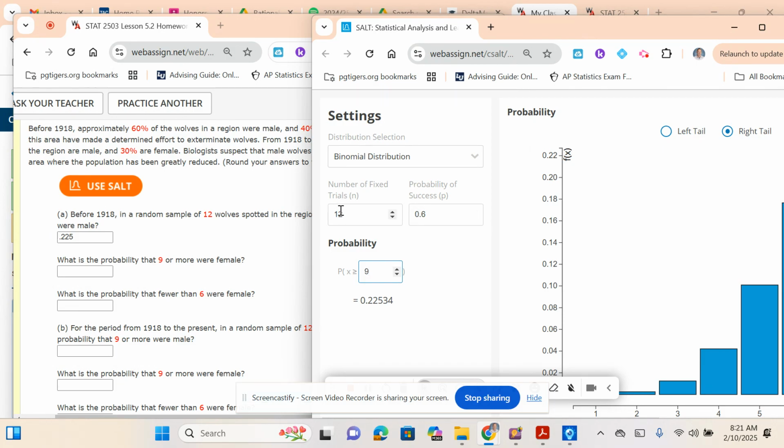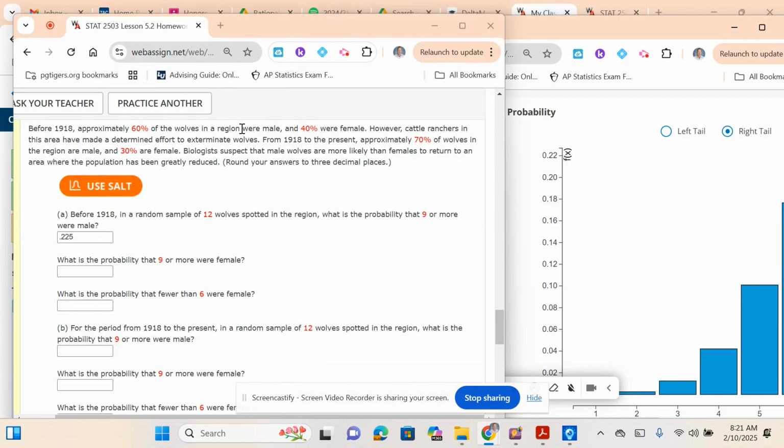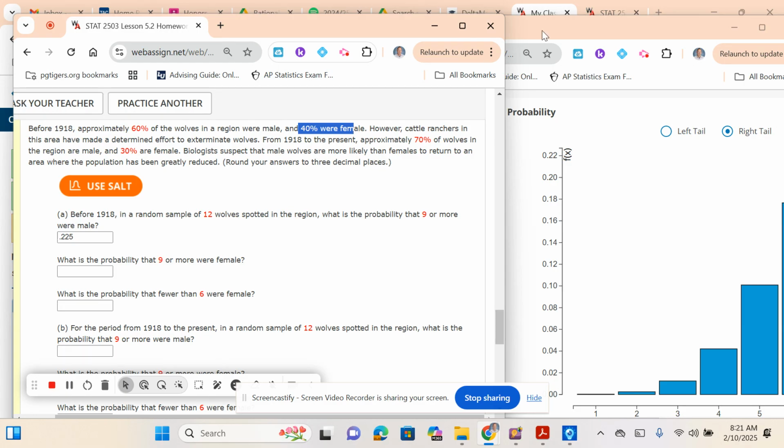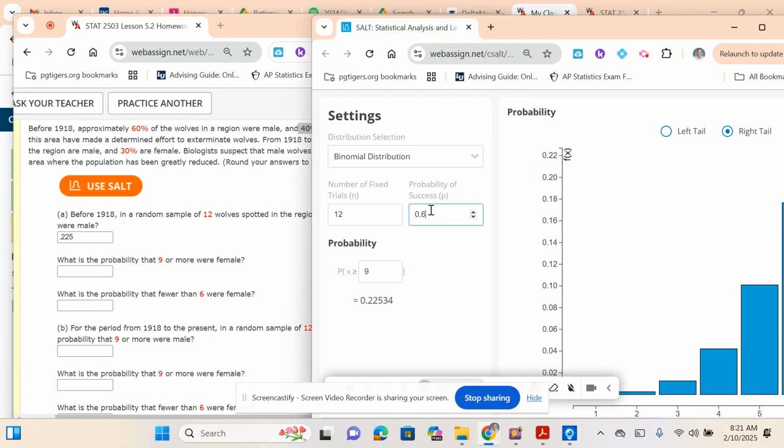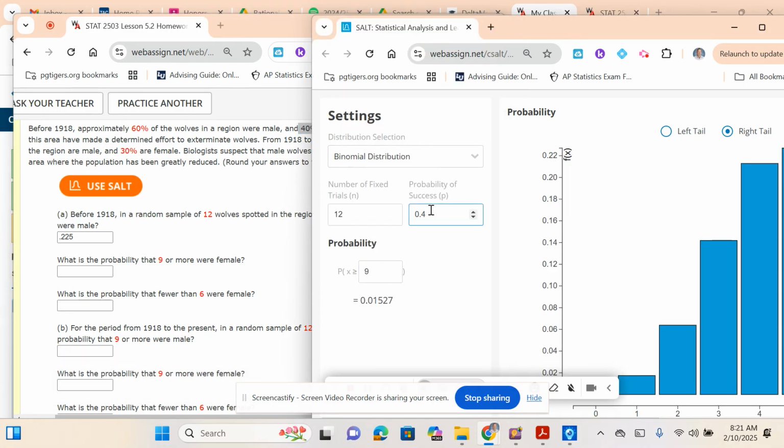What's the probability that 9 or more are female? So I have 12, 0.6. Wait, I've got to change my probability because now we're talking about females. So 40% are female. That means my probability of success is 0.4 now. And then 9 or above are female. So it's still right tail, 9 and above, 0.015.